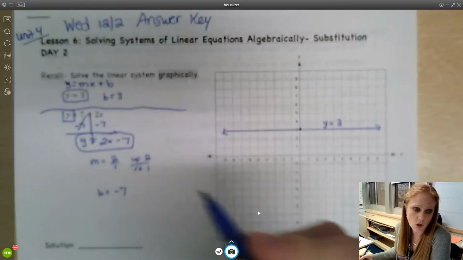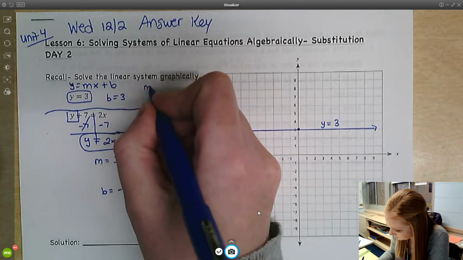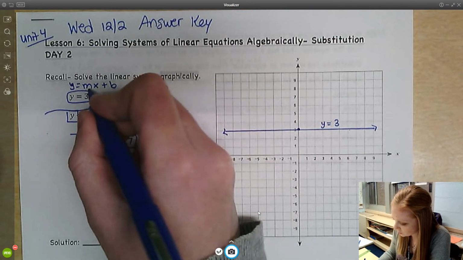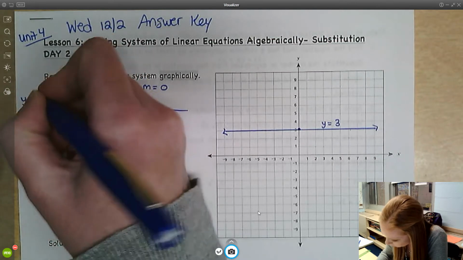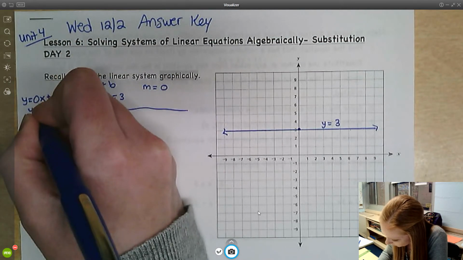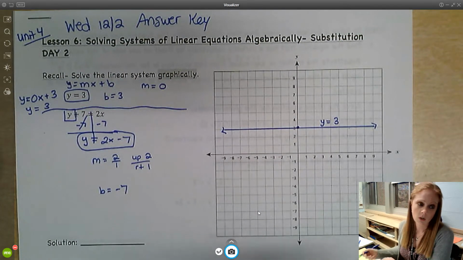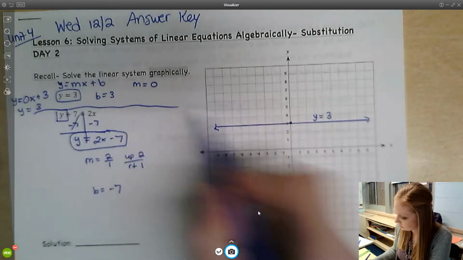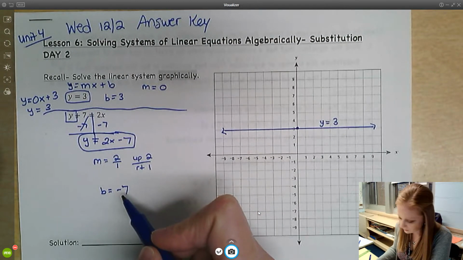And for this one, just to go back real quick, I wrote down that the b was 3, and our slope is 0, which comes from that 0x. If we want to rewrite this equation, y equals 0x plus 3. That's how we get the y equals 3, because 0 times anything is just 0. All right, so our slope was 0 for this one, and our b was 3. Now for this line, we have a b of negative 7.